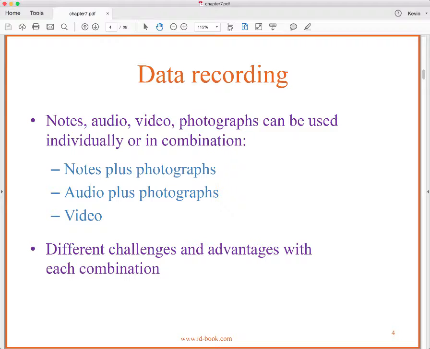So if we're going to collect data, that means it needs to be recorded somewhere. Okay, so how are we going to record these data? Well, here are some ideas. Notes that we would write or type, recorded audio, recorded video, still photographs, or we could use them in combination. Notes and photographs, audio and photographs, video. And those are probably the combinations that make sense.